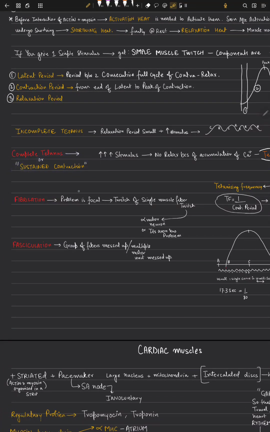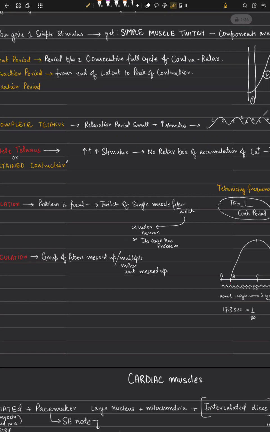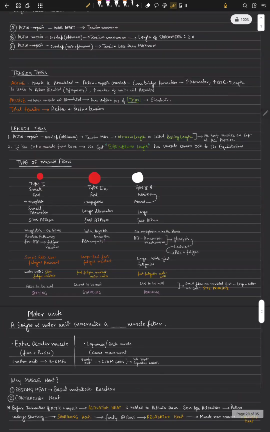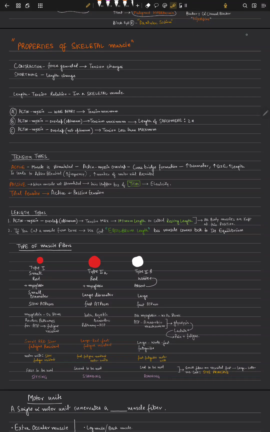Sustained contraction. Why is it sustained? Because there is only contraction, no relaxation. What about fibrillation? In fibrillation, there is a problem. The problem is focal, small. There is twitch of a single muscle fiber; the alpha motor neuron or its axon has this problem. Okay. What is fasciculation? Fasciculation is a group of muscle fibers messed up, multiple motor units messed up. So this was simply the properties of skeletal muscle. Not a big topic, but a simple topic.